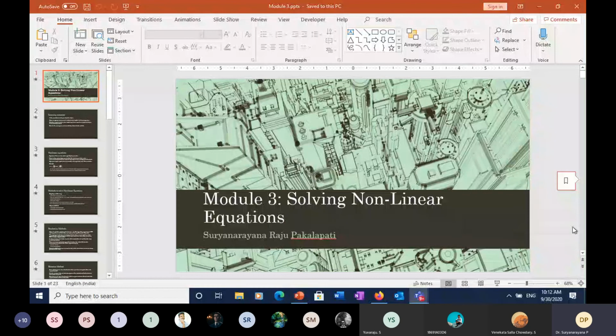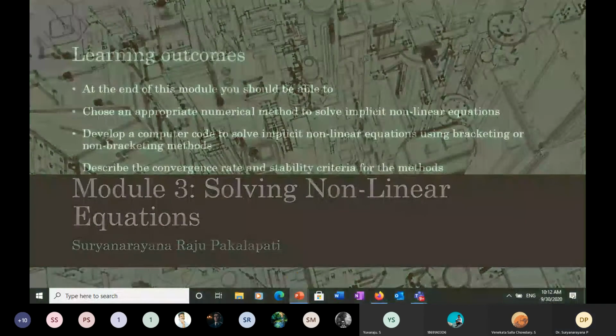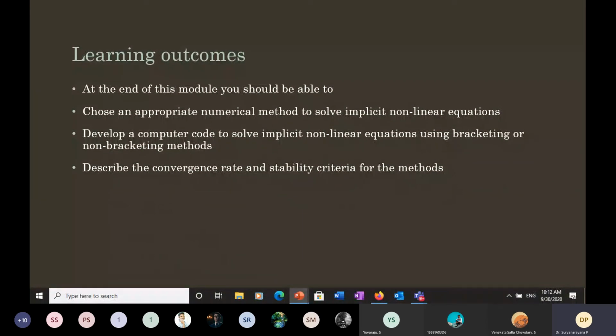Okay, so a quick review of what we have been doing. I told you for this module, the outcomes are that you should be able to choose a suitable method for solving an implicit nonlinear equation, and to develop a computer code to solve implicit nonlinear equations using different methods, and also to describe the convergence rate and stability criteria for the method. There's one more outcome I keep forgetting to fill in on that. That is for the system of nonlinear equations, which we'll do in the next class. Okay. So what are nonlinear equations?